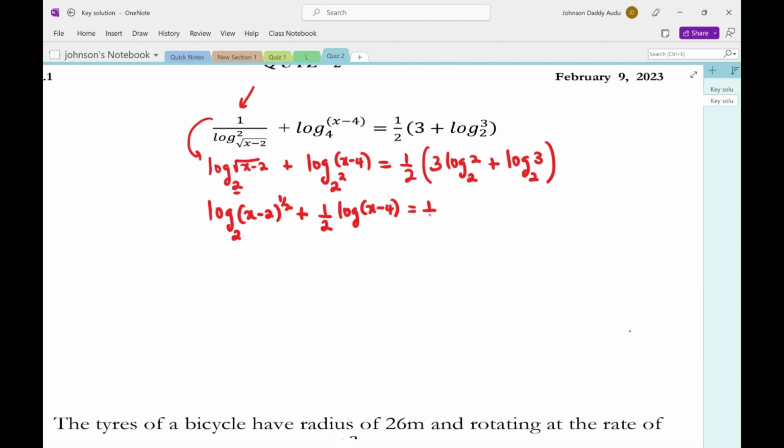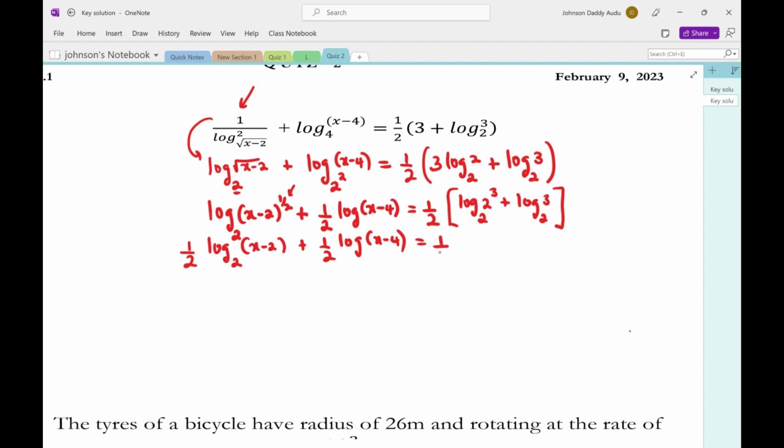Okay, and now we still have half here and brackets. Here we can write it as log to base 2 of 2 to power 3, and log to base 2 of 3. So what can we do? You can see that this half can come down here. So you have 1 over 2 log to base 2 of x minus 2 plus 1 over 2 log of x minus 4 is nothing but 1 over 2. Here becomes log to the base 2 of 8, and this is log to the base 2 of 3.